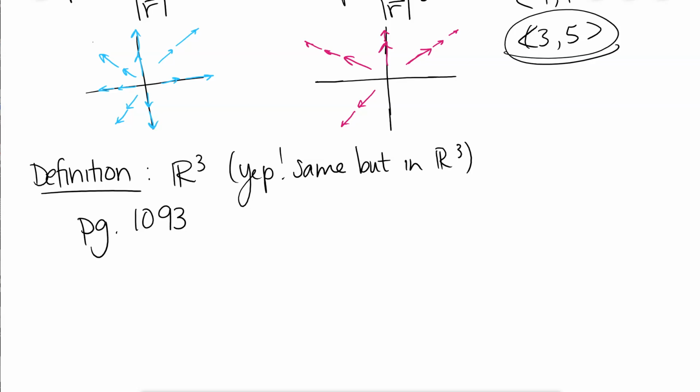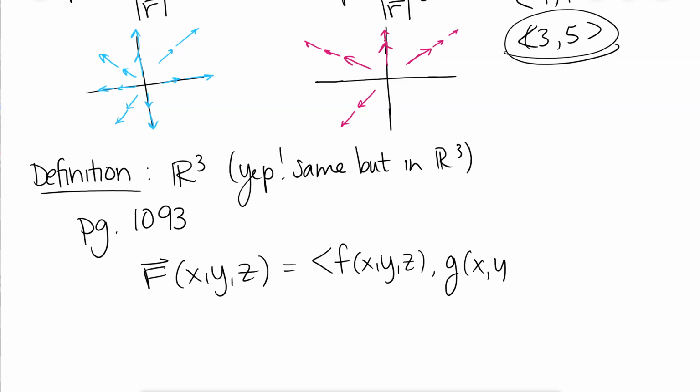Basically we're just defining everything we just did, except now what does our vector field look like? Now my input is going to be 3 inputs, and I'm going to be spitting out f of x, y, z, g of x, y, z, and a third function, so I have 3 functions that describe the coordinates of my vector. And you can also have a radial vector field in R3, you just have x, y, z instead of x and y. If you look on page 1093, they give you some pretty good examples of that also.